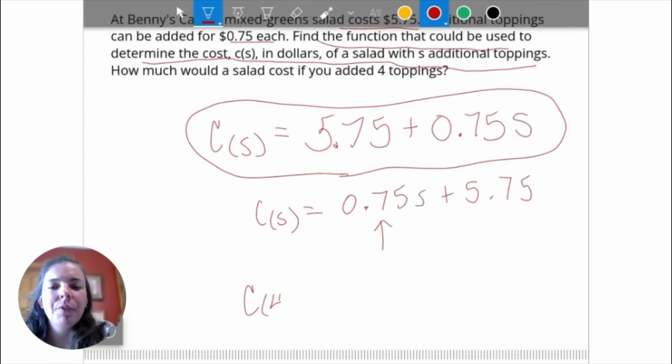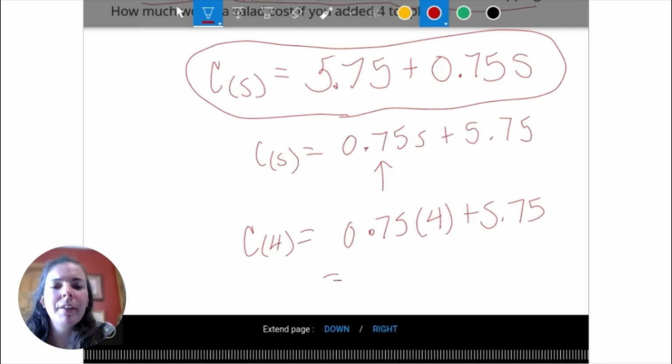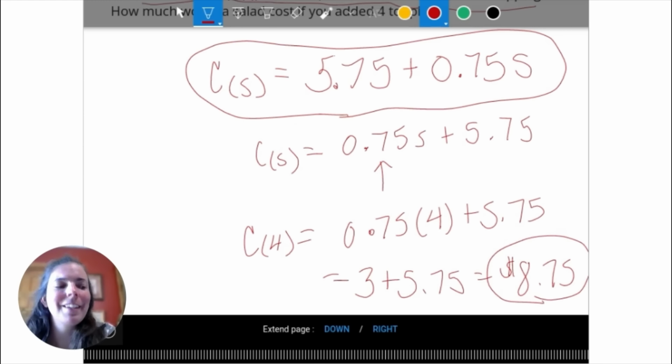So to find how much it would cost for 4 toppings, I can just plug in 4 for S. So 0.75 times 4 plus 5.75. So 0.75 times 4 is 3, plus 5.75. When I add that together, the cost of a salad with 4 toppings would be $8.75.